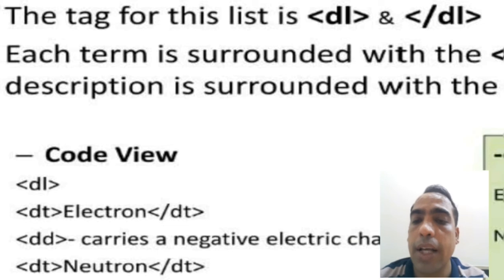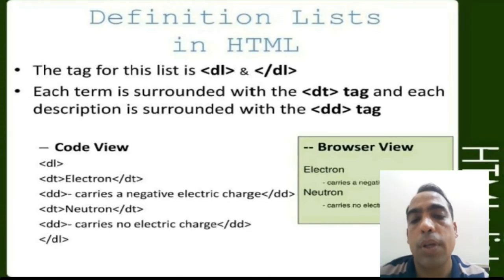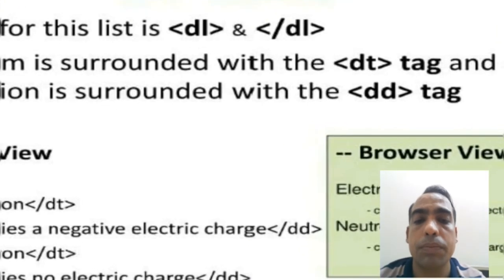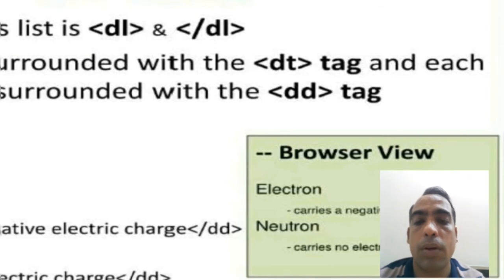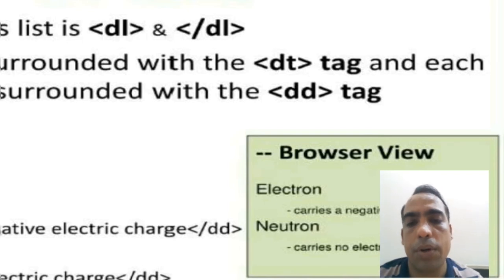First we have written the DL tag for definition list and DT means definition term. First term is electron which we want to describe, and the next tag is DD. Now again the second term is neutron, then again DD for description and close the DL tag. You can see the output of this code. Electron, then the description of electron, then neutron, then the description of neutron.